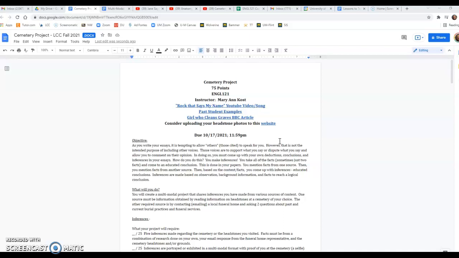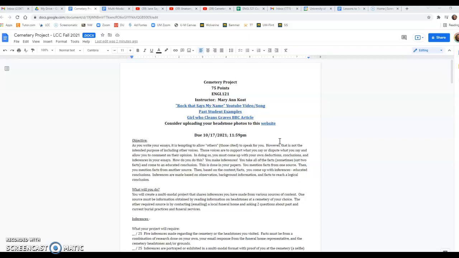It's also stating your position on the situation, and then having other people support you or even dispute you, and then you would comment about why they are having a different opinion, more or less. So to prepare you for these inferences that you're going to be making, these conclusions, we're doing a cemetery project. Essentially you're taking facts from one source and you're taking facts from another source and you're coming to a conclusion. And that's the big picture. Facts from one source, facts from another, and coming to a conclusion.